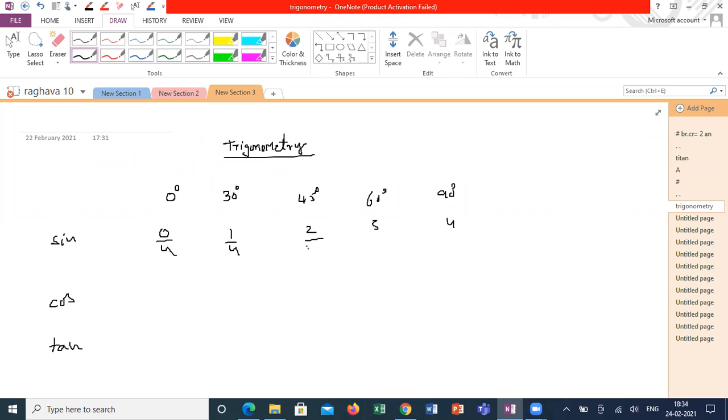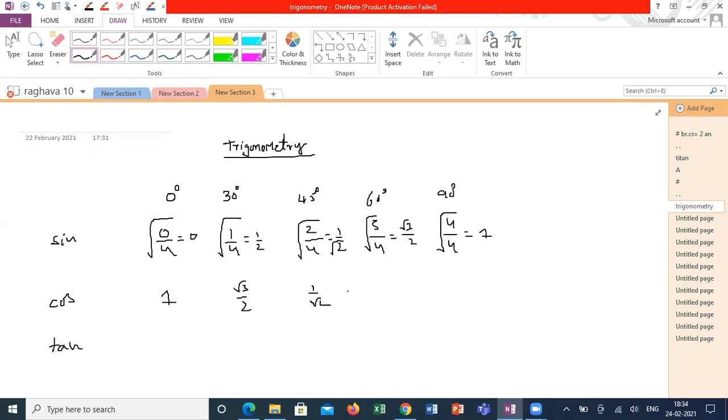How to keep it in mind? This is one method. Generally, I keep it in mind for any angles under the root. So the answer is 0 under the root, 1 by 2 under the root, 1 by root 2, under the root, root 3 by 2, 1. So rewriting from back to initial: 1, root 3 by 2, 1 by root 2, 1 by 2, 0.